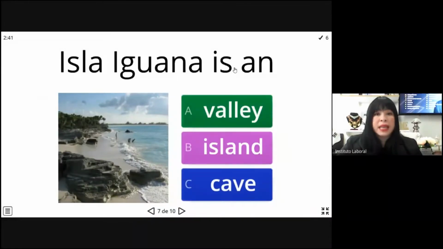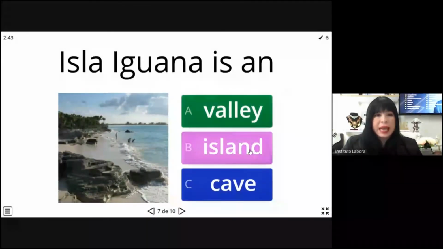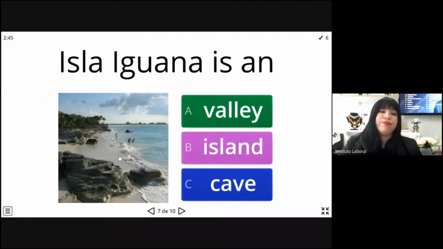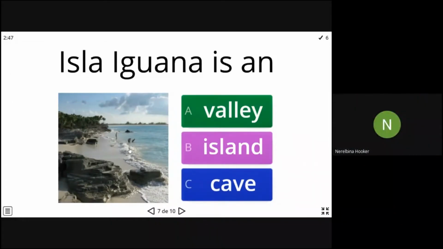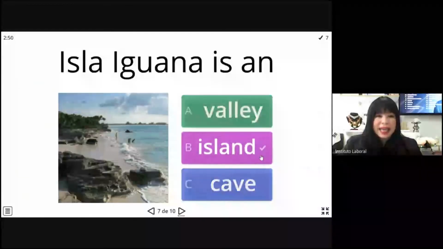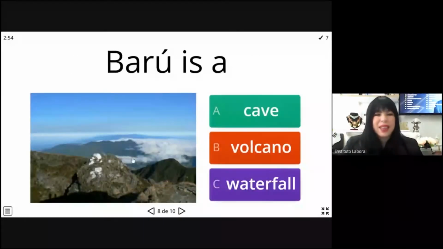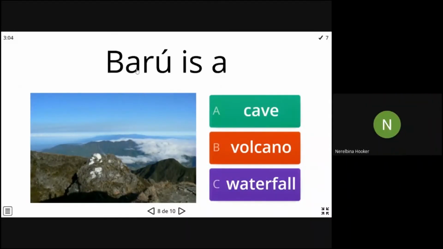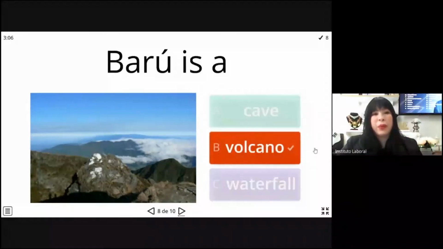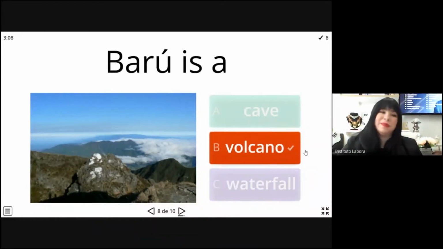Isla Iguana is a valley, island, or cave? B. Island. Yes, it is Isla Iguana. This is in Panama City, right? I think so. Baru. Baru is a cave, a volcano, or a waterfall? B, a volcano, Baru volcano.